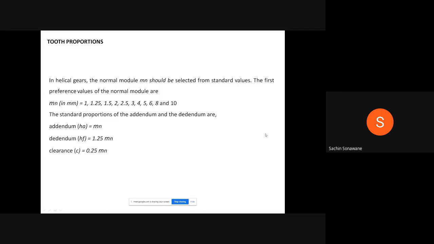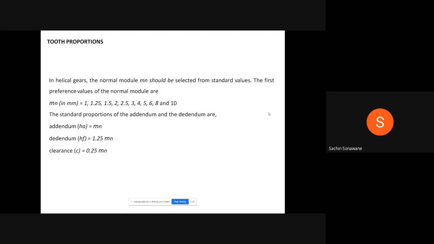Today we will see tooth proportions and problems related to that. Therefore, in helical gears, the normal module Mn should be selected from standard values. The first preference values of the normal module Mn in mm are 1, 1.25, 1.5, 2, 2.5, 3, 4, 5, 6, 8, and 10.